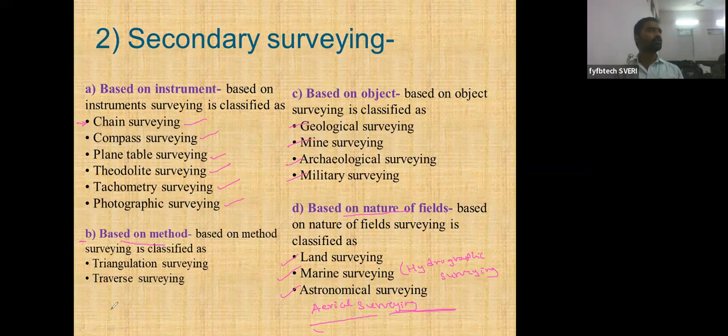This classification is important in your multiple choice questions. He will ask based on instrument. He will give any three, and he will include military surveying here. Which one is not a second question? You should be very careful. You have to read the question clearly and then answer. Is it clear?